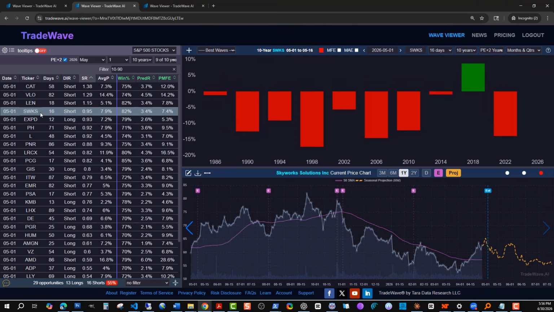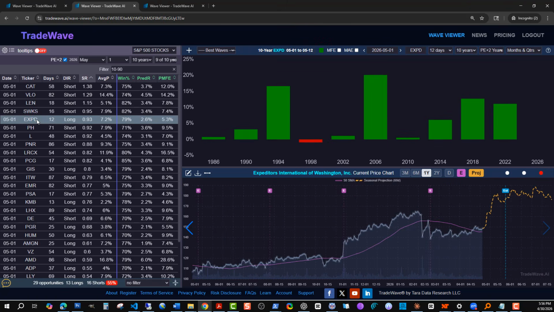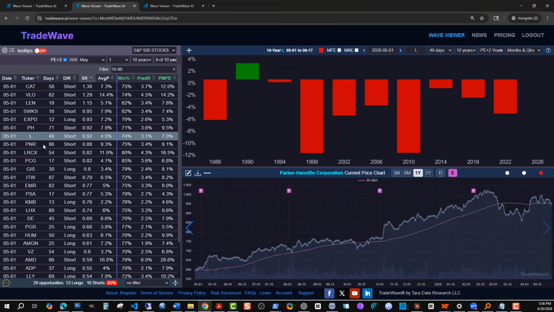Lennar, Skyworks. This is the only bullish opportunity that I found. However, it has a fairly low Sharpe ratio. It's below 1. It's still not too bad, but it's long. It is showing that this is a long opportunity from today for the next 11 days. And then it continues with shorts.